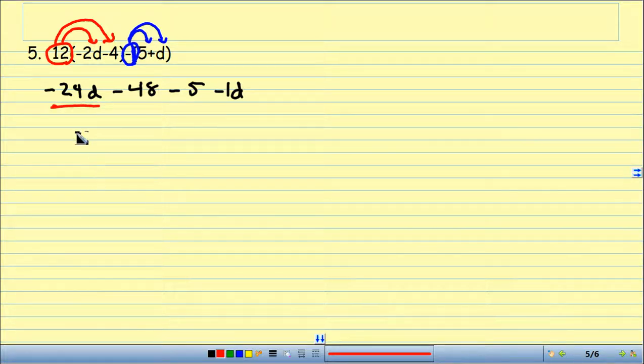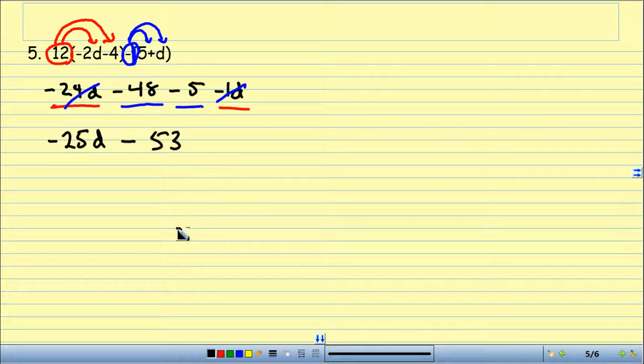And now I do what I showed you previously. I start at the left and I look for a like term. I got a like term. Negative 24d minus 1d, so it's going to be negative 25d. And I look for more like terms. I'm done with those. Negative 48, negative 5. I owe $48, I owe $5. So in this case, I still owe $53. And that's it.